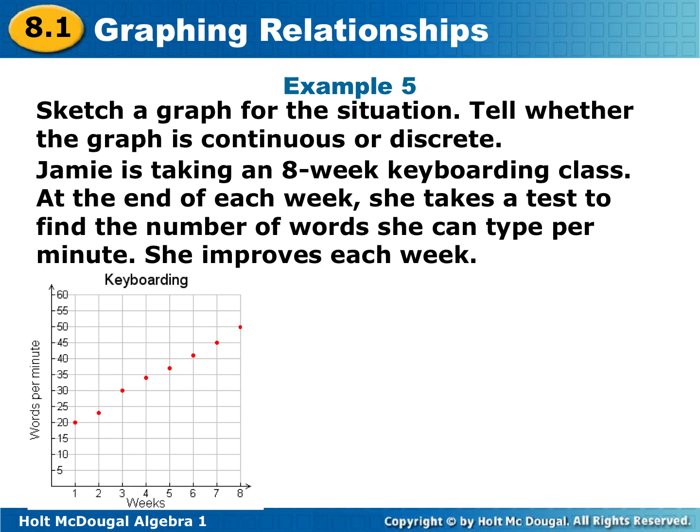But we would do a test like this where our teacher would say go, and we would sit there and type. If you didn't finish the word, guess what? It doesn't count. You only count completed words. So that means you can't have a fraction of a word. Also, we're looking here every week. We're not looking every day. So our time is mapped out by weeks, and then we know our minutes have to be complete words. That is what makes it discrete.